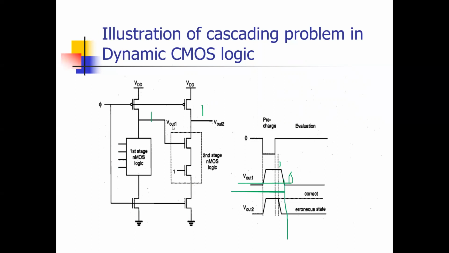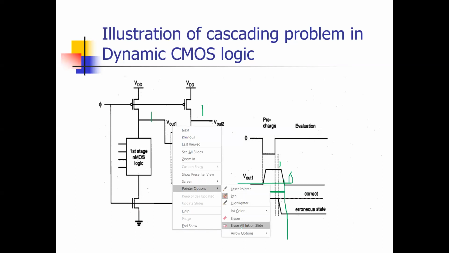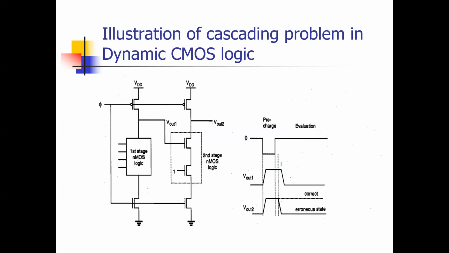And at this time, what will happen? Vout 1 is changing from 1 to 0, but up to this time, the second stage will take 1 only, and according to 1, it will show 0. But after some time it becomes 0 and the output should be 1. So the correct state is 1, but it takes the erroneous state due to the delay. If suppose all inputs are not 1, say it is 1, 0, 1, then it will show the correct output. Vout 1 will not get a path to discharge, so it stays 1, and according to 1, it will show 0. That is correct.